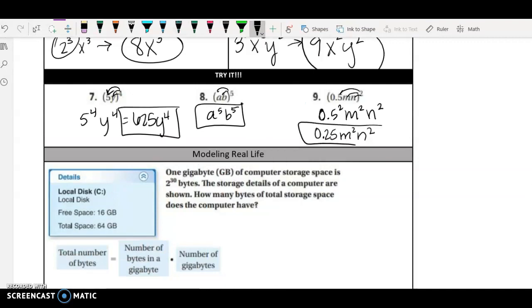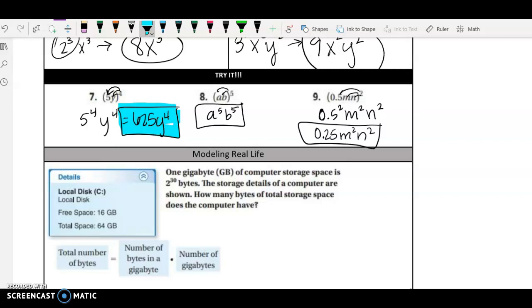Okay, so that 4 goes to both things in the parentheses, and so we have 5 to the 4th, and then y to the 4th. And 5 to the 4th, or the power of 4, is 625, and then we can't simplify y to the 4th, so we just keep it as y to the 4th. So this is my answer, 625 y to the 4th.